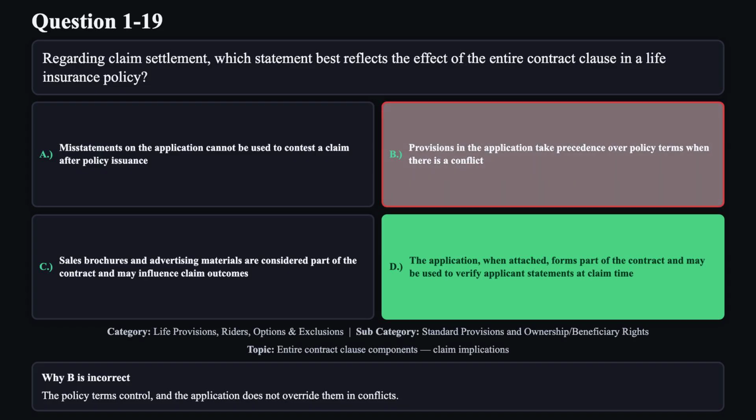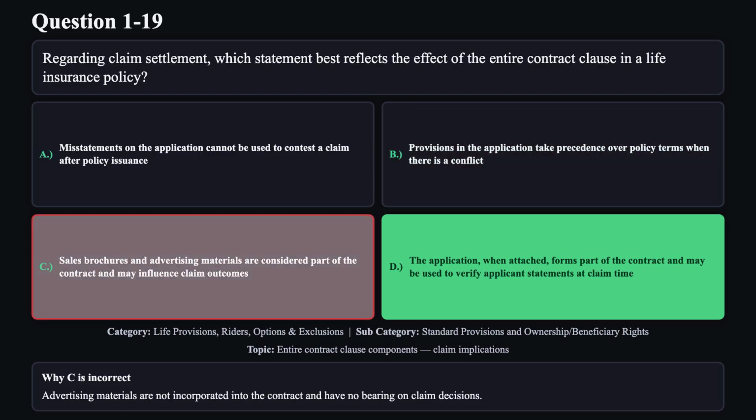Reason B is not correct. The policy terms control and the application does not override them in conflicts. Reason C is not correct. Advertising materials are not incorporated into the contract and have no bearing on claim decisions.